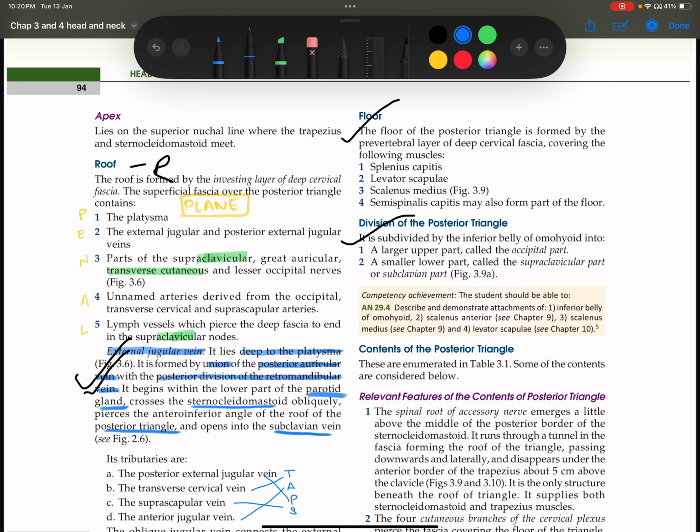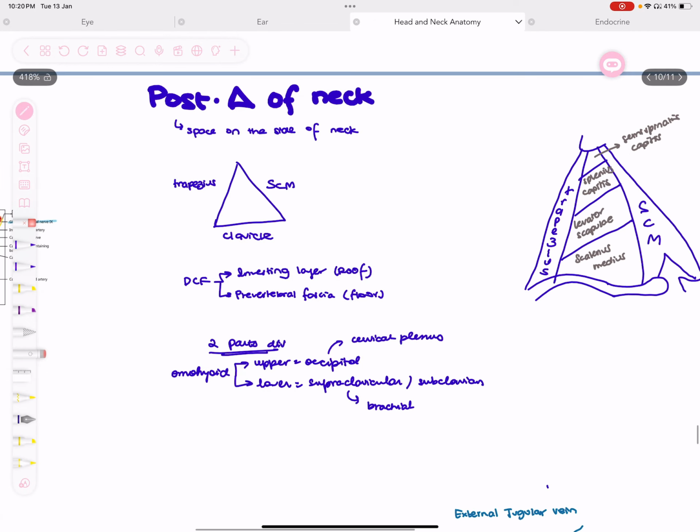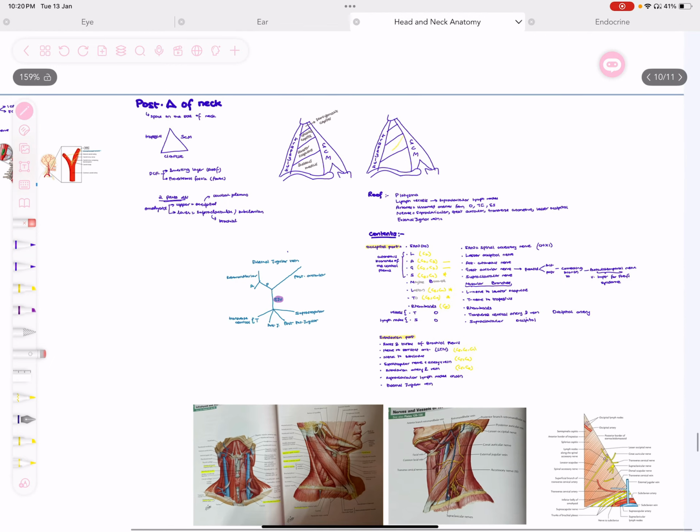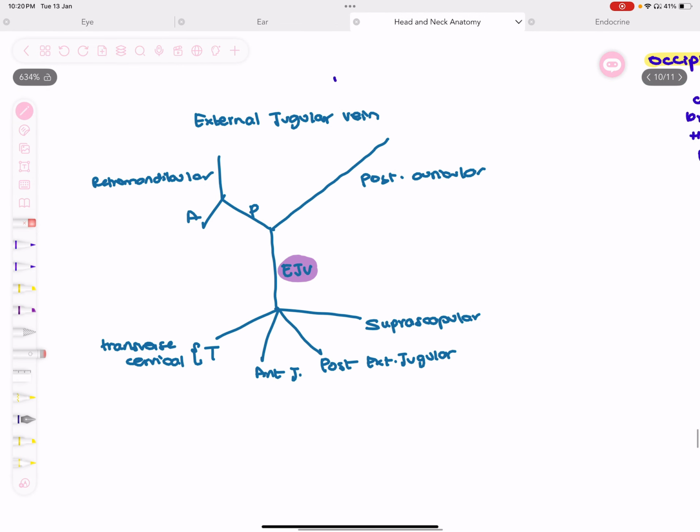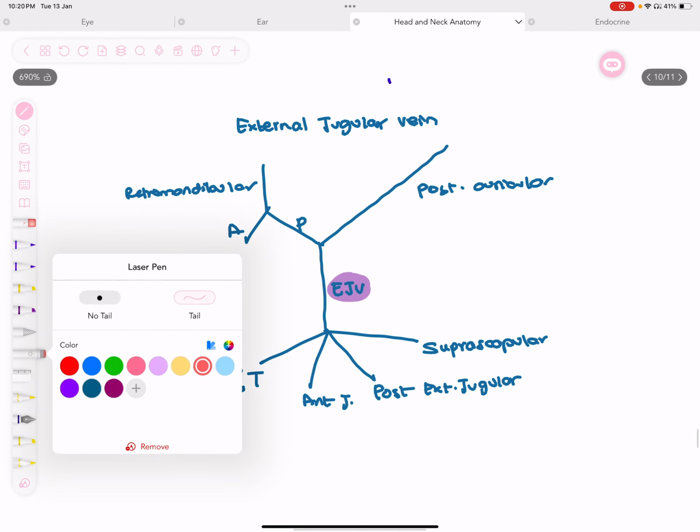Okay, and then you have the external jugular vein. The external jugular vein lies deep to the platysma. And how is it formed? Here you can see this. This is a very good diagram that I've drawn.